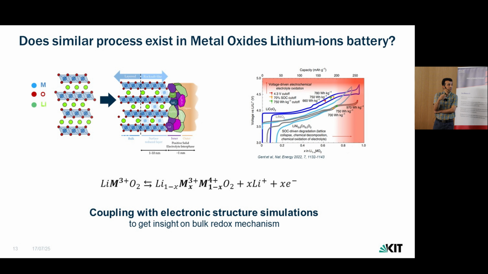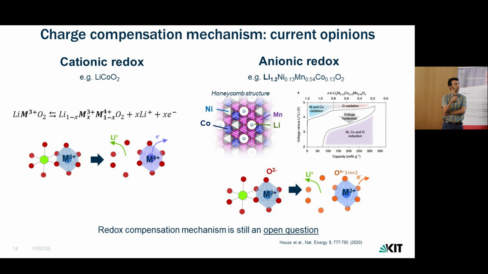Mostly for several years, we always write this process like this. When we insert or de-insert, mostly the redox process is carried out with the metal. We always forget to write something on the oxygen. We write only on the metal. That's how we write the things. So what's the role of oxygen in this process?